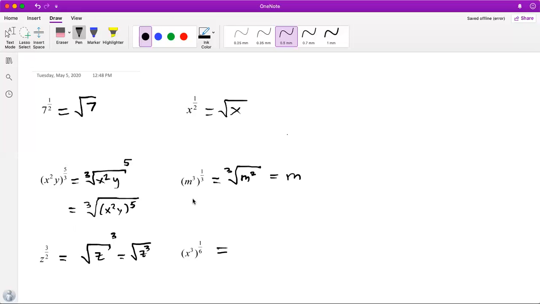This one, to me, these two are very closely related. Again, I write a radical, and I put a 6 here, and I put the x cubed on the inside. And then there's like a 1 out here. I don't have to write it. So this is the 6th root of x cubed, which equals the square root of x.